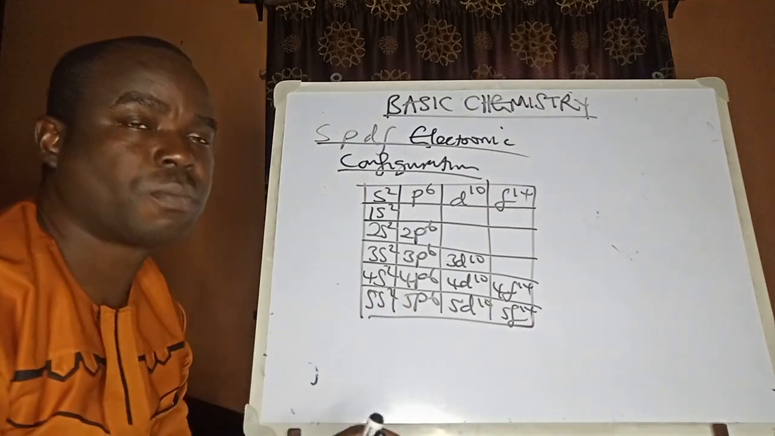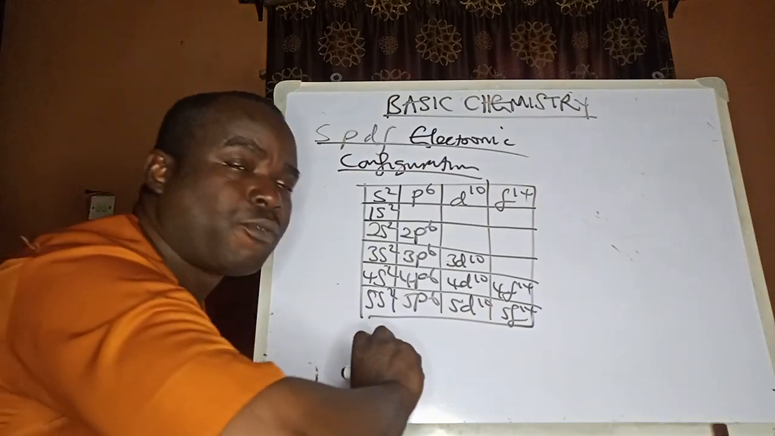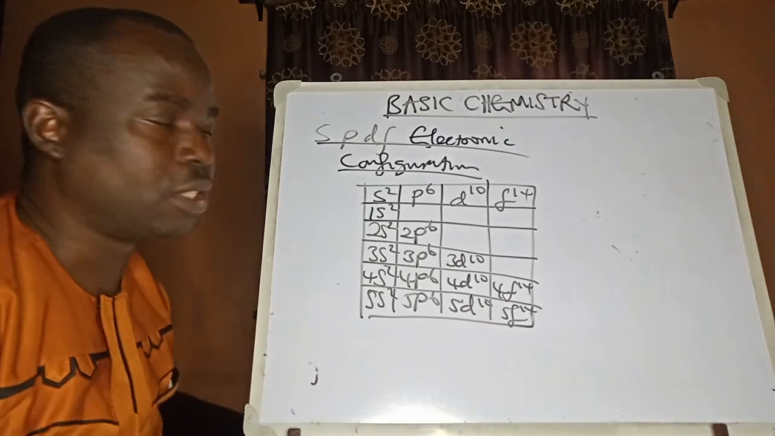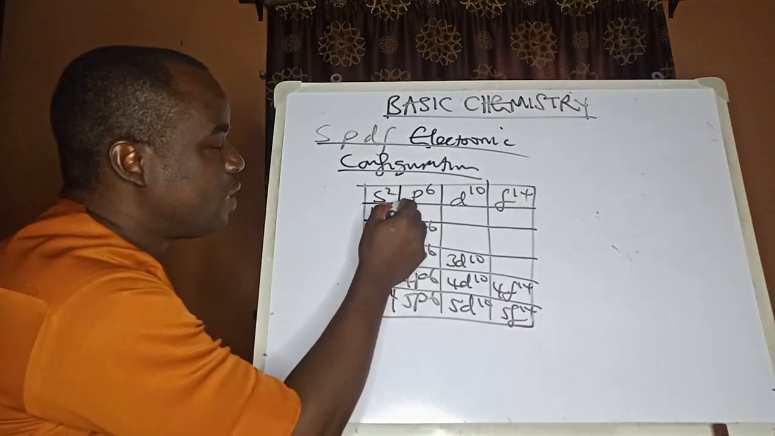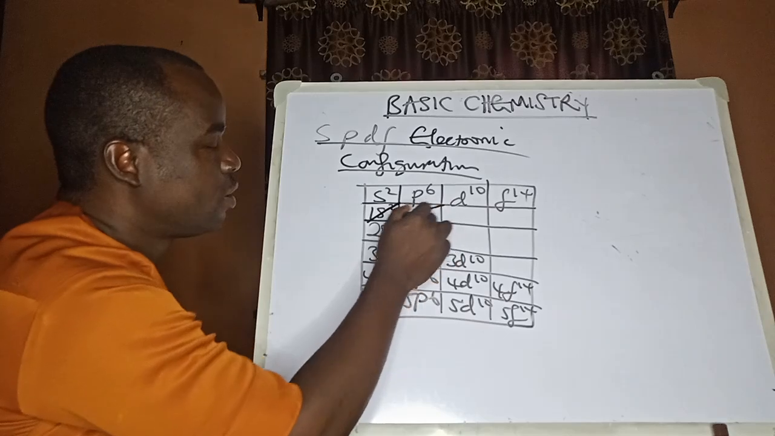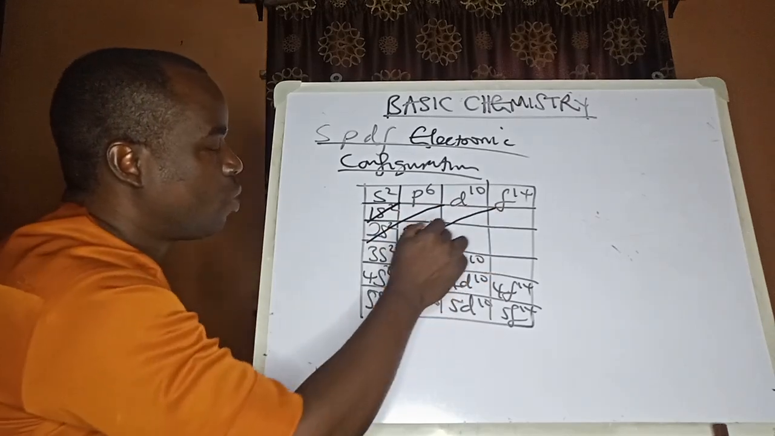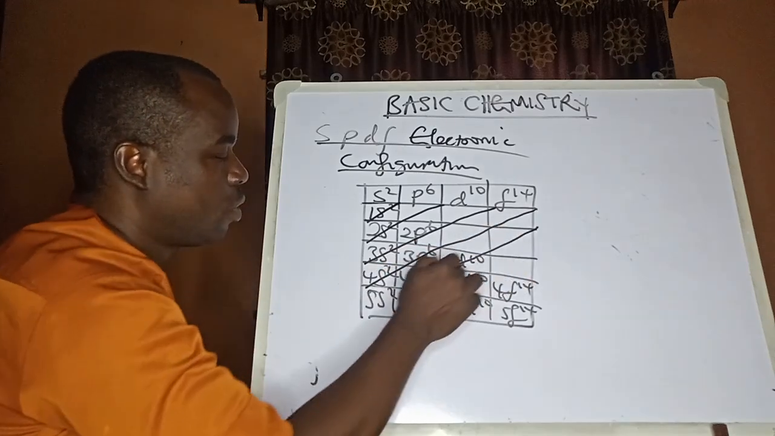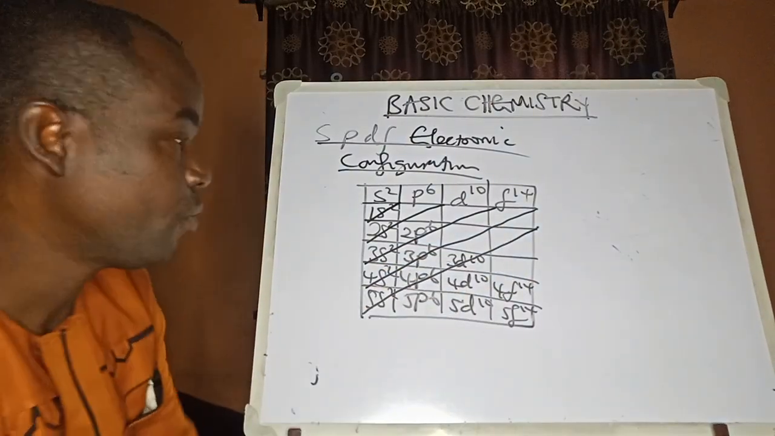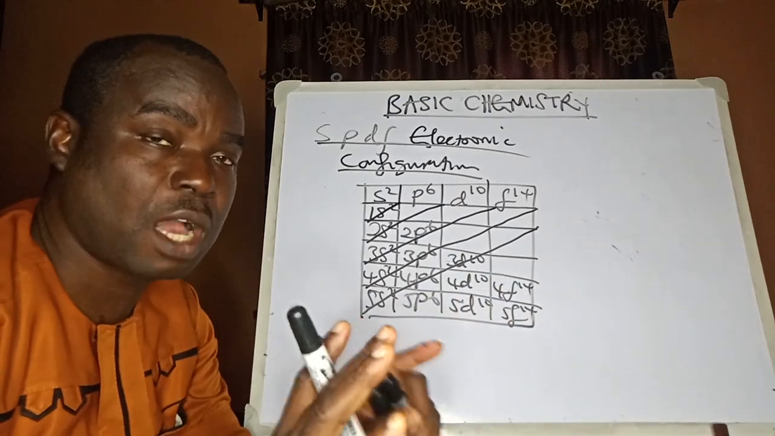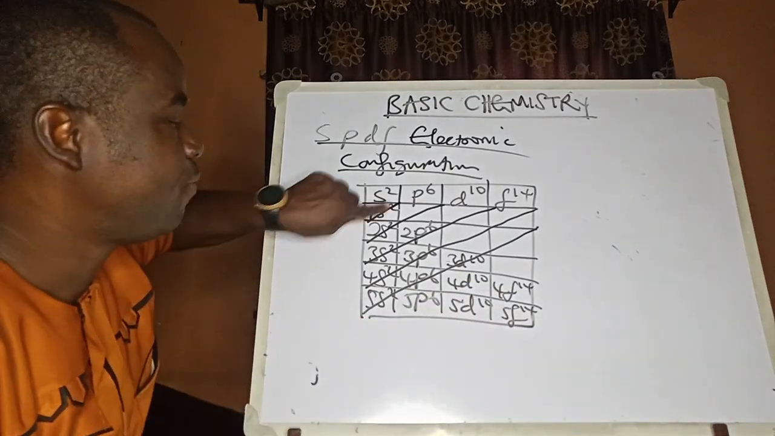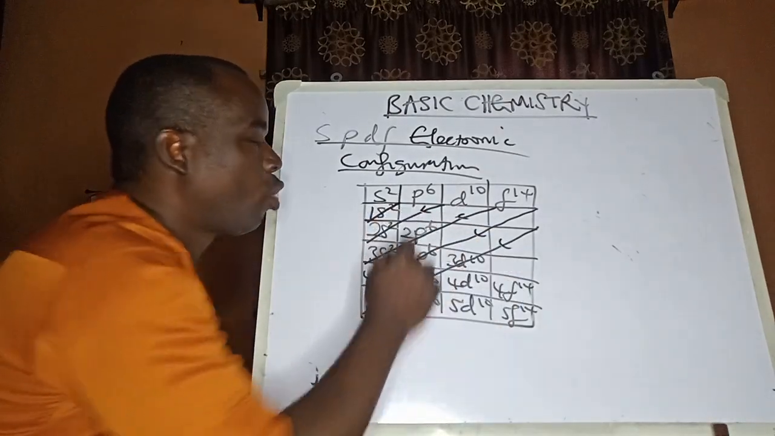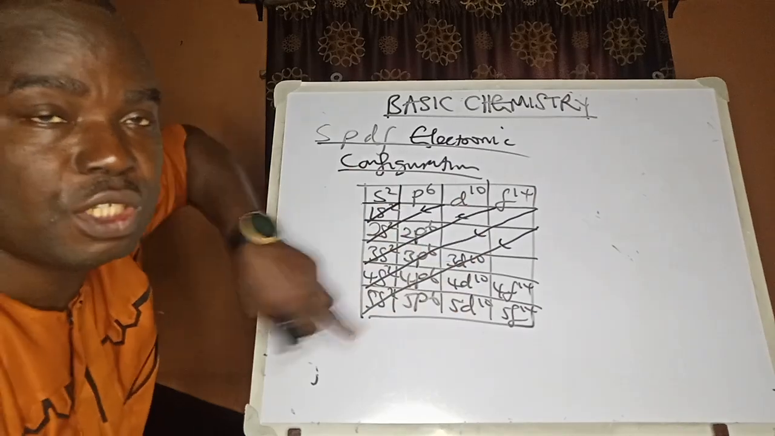Now we're going to use this table to generate the formula for SPDF electronic configuration. Now watch me do it. You will join this diagonal like this. Join these 3 diagonals like this. Join these ones like this. Join these ones like this. Then join these ones like this. So do well to get it very accurately. Now, you always come from up to down in each diagonal.